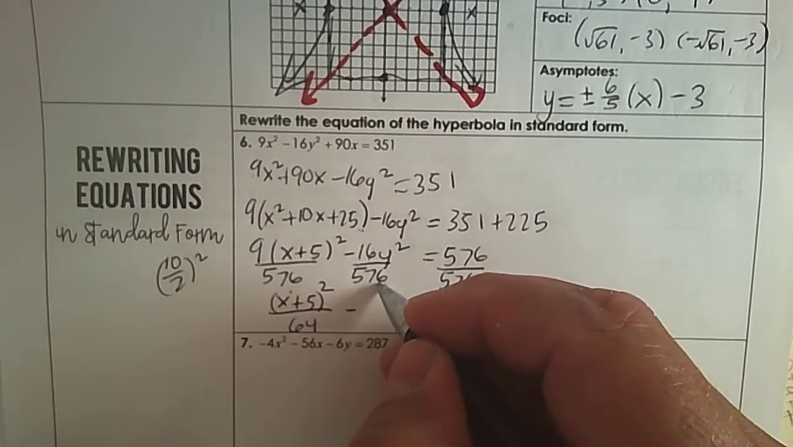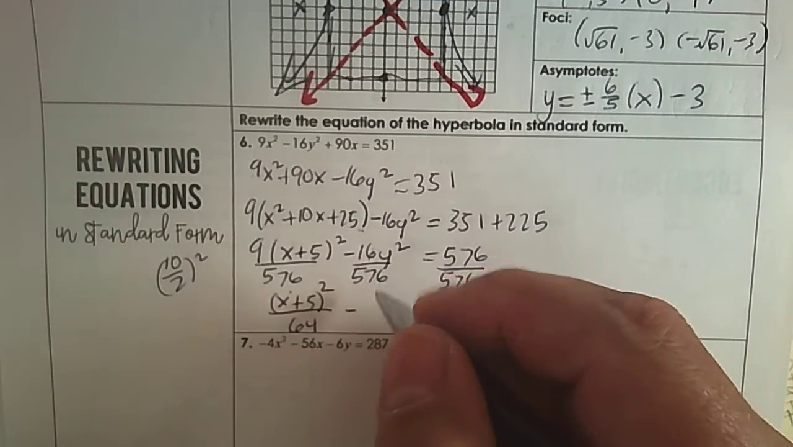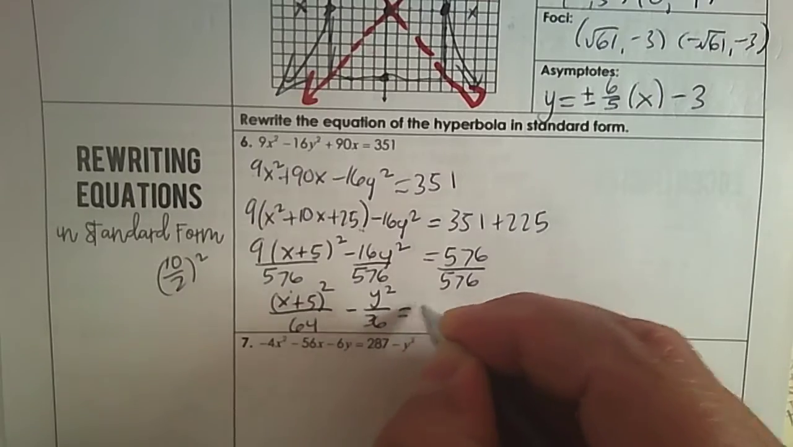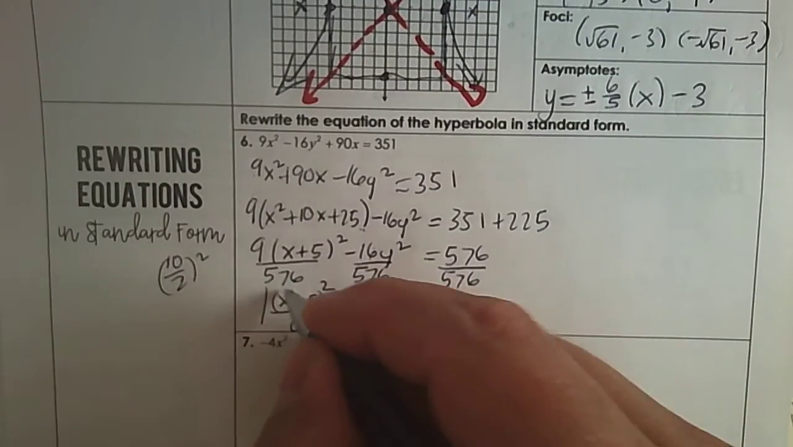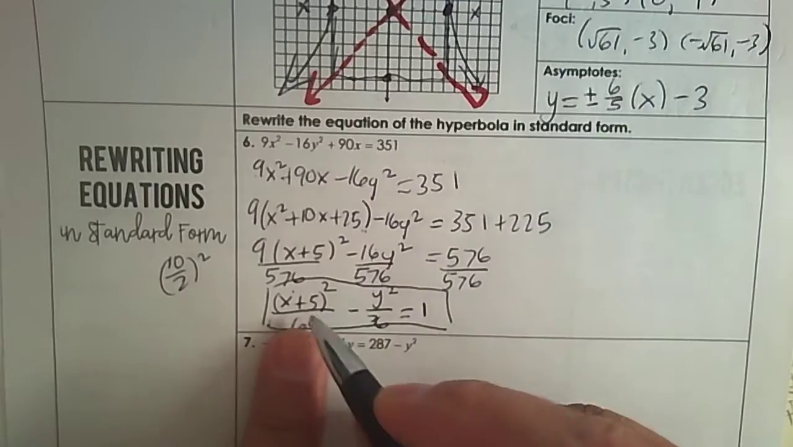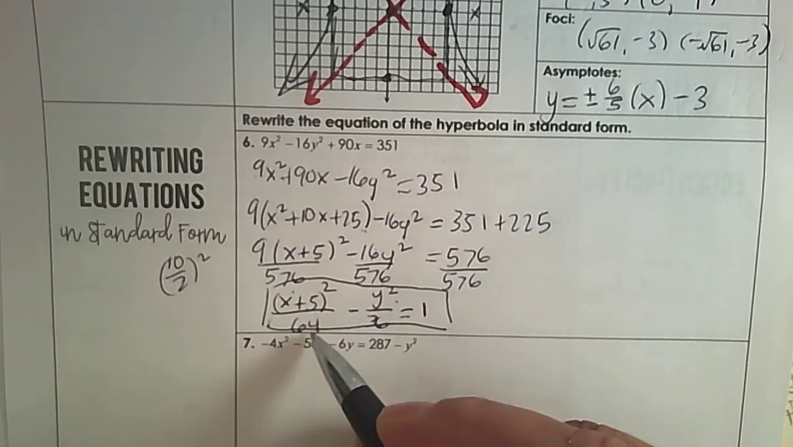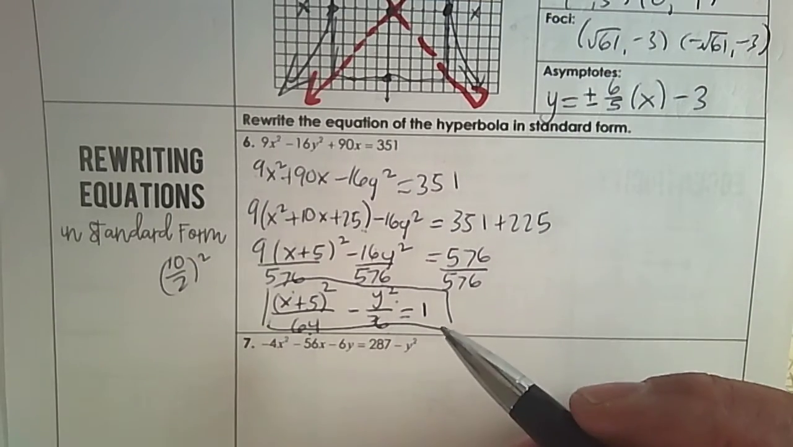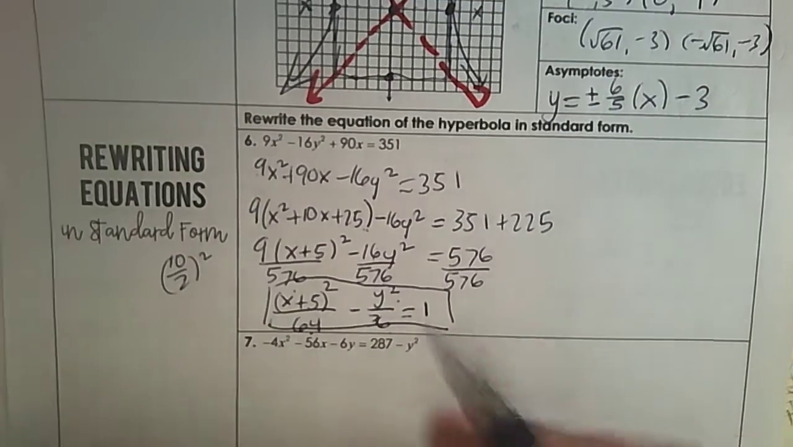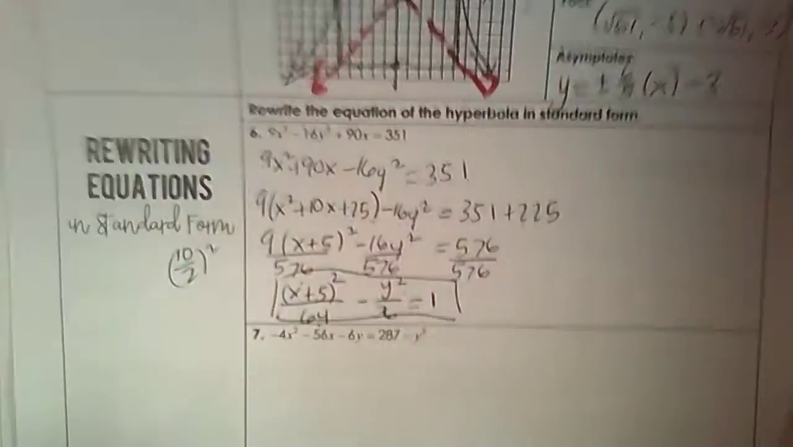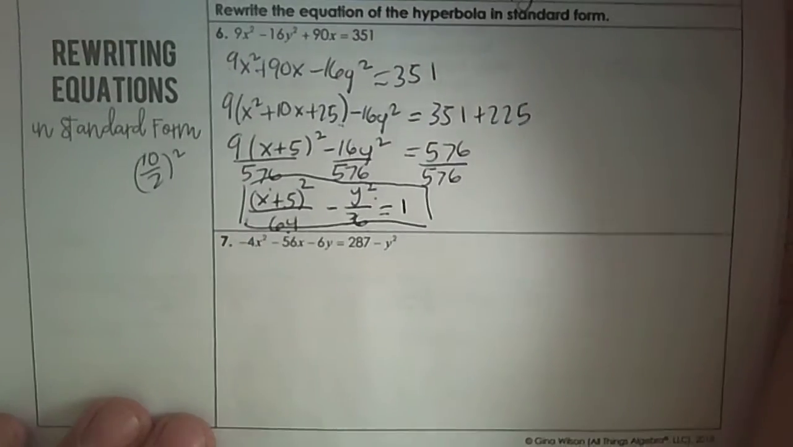Here, 16 goes into here evenly. Divide it, and you get 36. So it's y squared over 36 is equal to 1, and you're able to write this in standard form. The center of the hyperbola is at negative 5, 0. You can see that the square root of 64 will give you your vertices, the square root of 36 your minor vertices, and so on. But we're not graphing right now. We're doing the algebra to write it, so if we did need to graph it, we could, and find the important parts of the hyperbola.